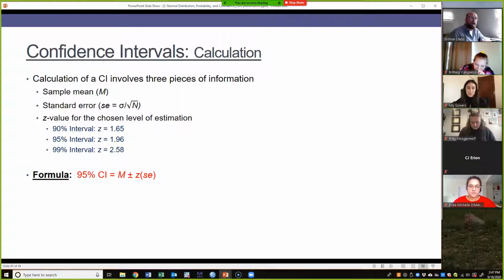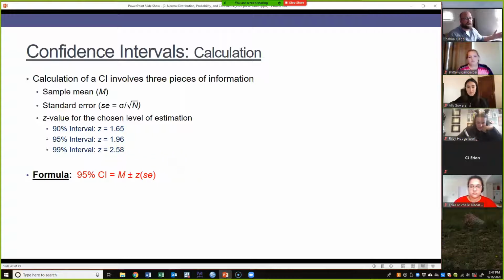So if we're looking at confidence intervals, again, three pieces of information are going on here. If we're talking about confidence intervals around the mean, we've got the value of our mean, our point estimate. We've got our standard error. We're going to talk about that a lot more in this next set of slides. And then a test statistic or a z-value for a chosen level of estimation. These are good values to have memorized, so you don't have to keep looking them up. If we're talking about a z-table, a 90% confidence interval is associated with a value of 1.65, a 95% confidence interval, our most common, 1.96, and 2.58 for a 99% confidence interval.